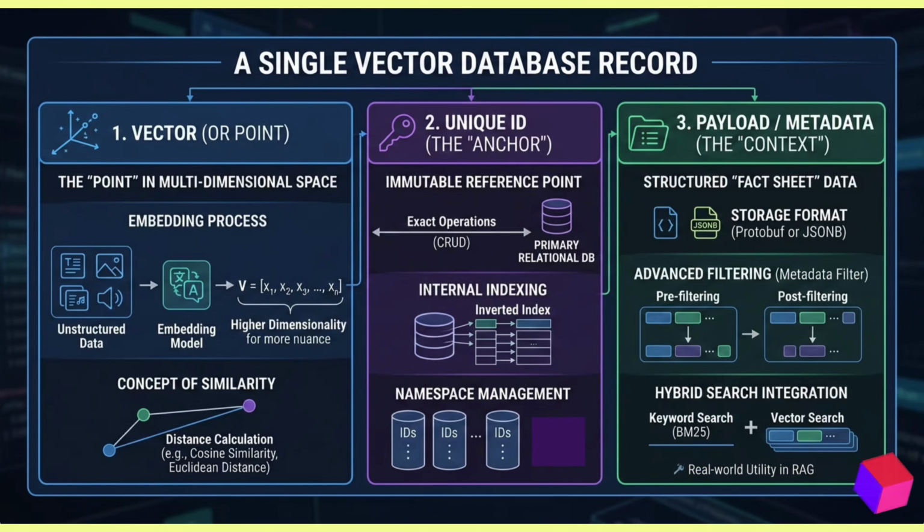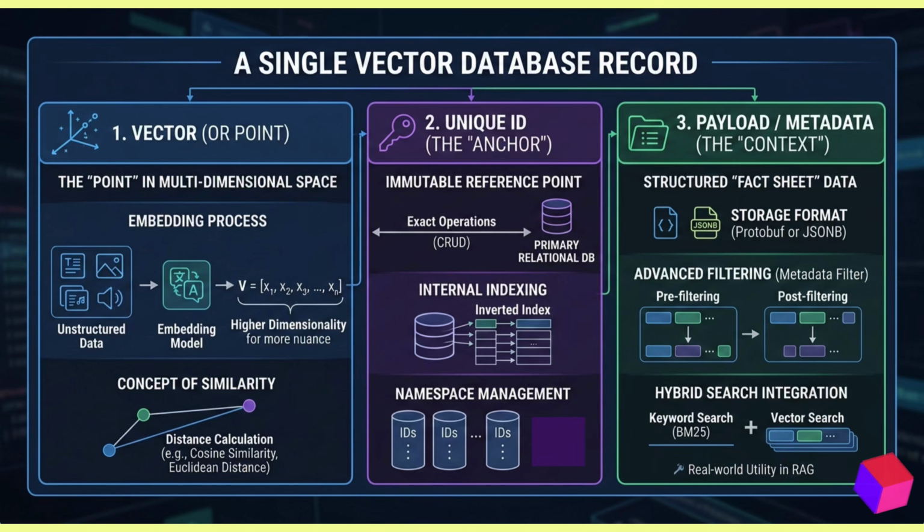A vector database is essentially built around three core pieces of information, often described collectively as a single data structure or record. Each entry or record in a vector database consists of three integrated parts: the vector, the unique ID, and the payload, or the metadata. So first let's talk about the vector. The vector is the mathematical heart of the record. In a database context, it is often called a point because it represents a specific coordinate in a multi-dimensional space.